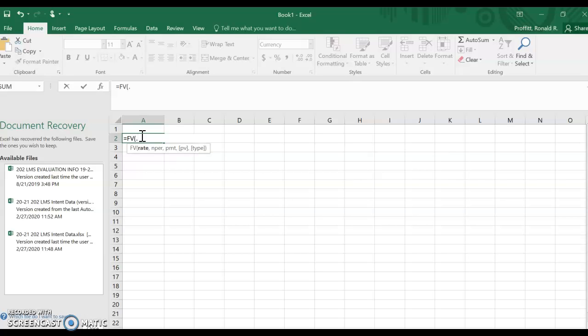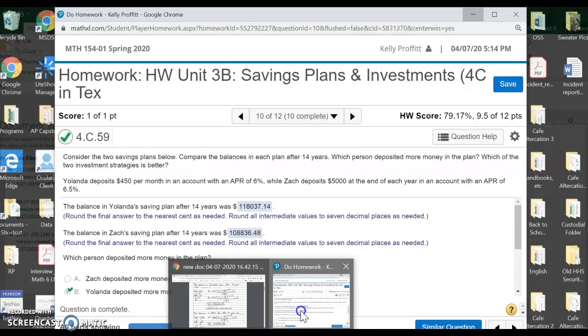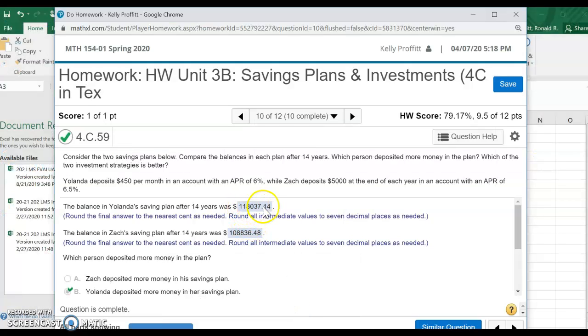Interest rate is 0.06 divided by 12. The number of periods is 12 times 14. The payment is 450. The present value is 0. And we click enter, and there's the $118,037.14. So when you go back to type in your answer for your homework problem, that's how you get Yolanda's amount. Okay, now let's look at Zach's.